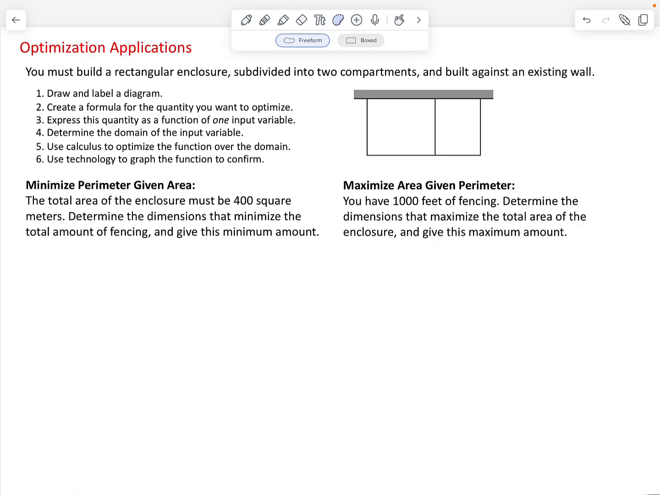Calculus students, greetings. This lecture will be on optimization applications, which is where we will use calculus to find maximum and/or minimum values of quantities that are relevant to certain scenarios.